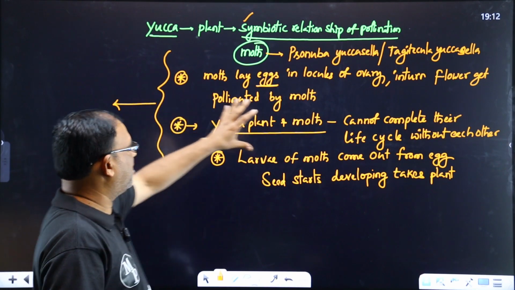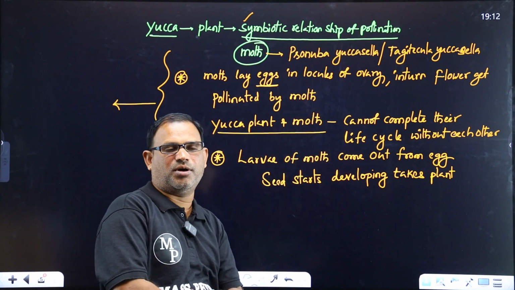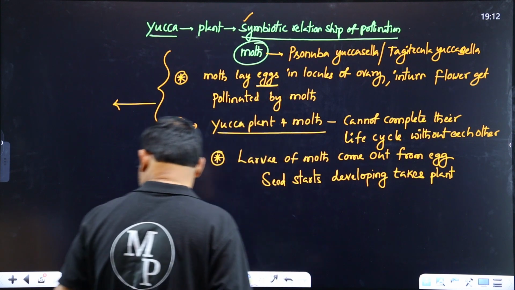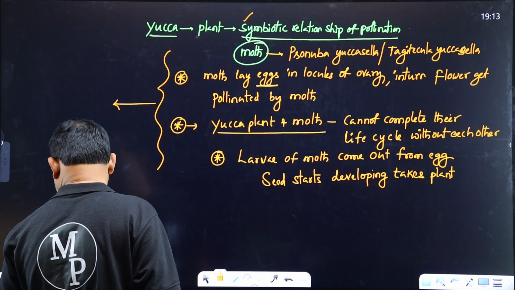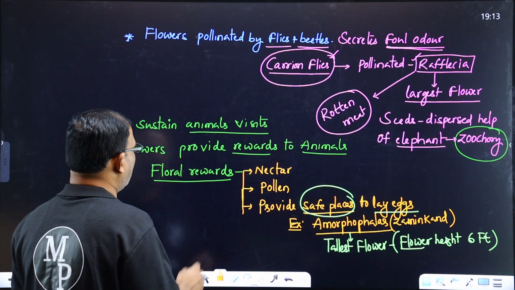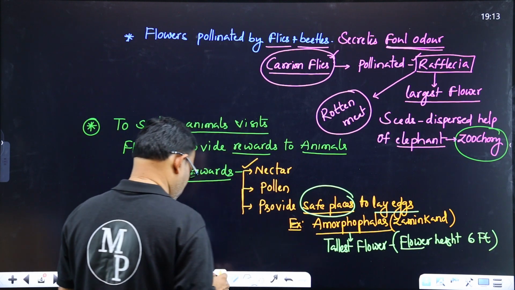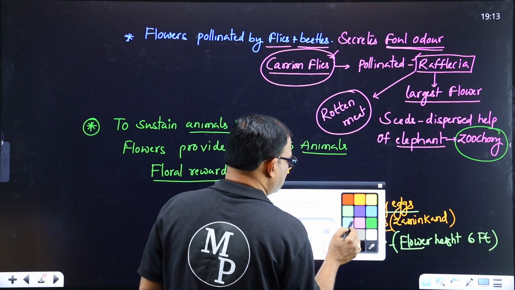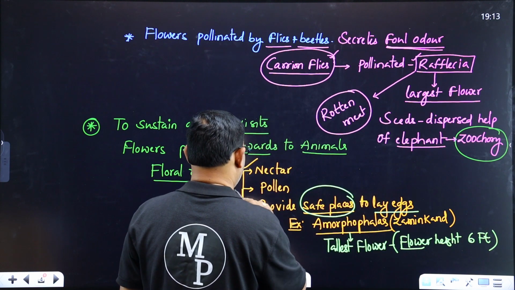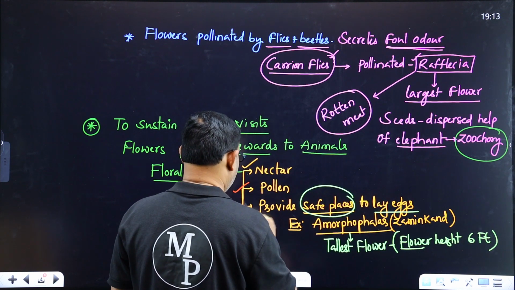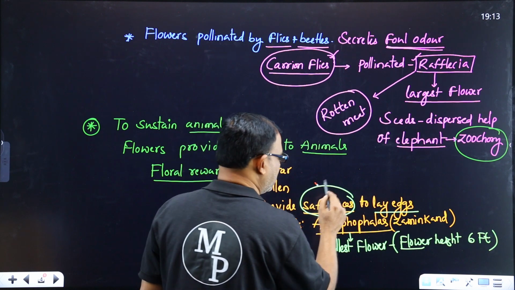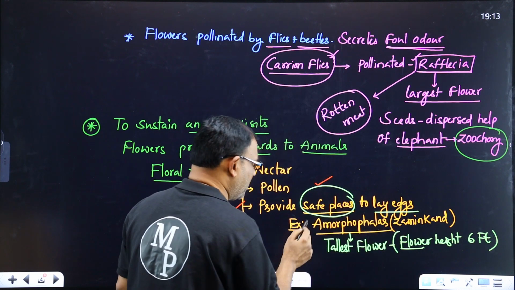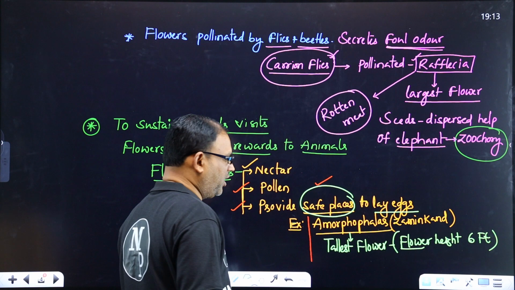This is one of the symbiotic relationships of pollination. So now, what are the floral rewards? One is nectar. The second one is pollen. The third one is that the plant provides safe places to lay eggs. What are the plants that provide safe places to lay eggs?